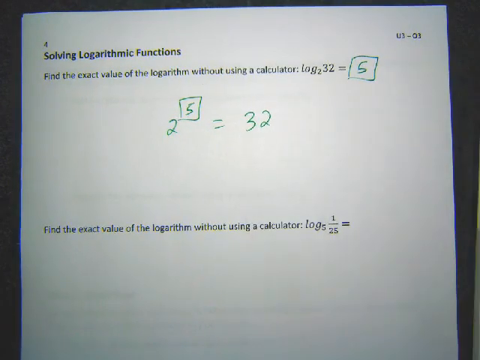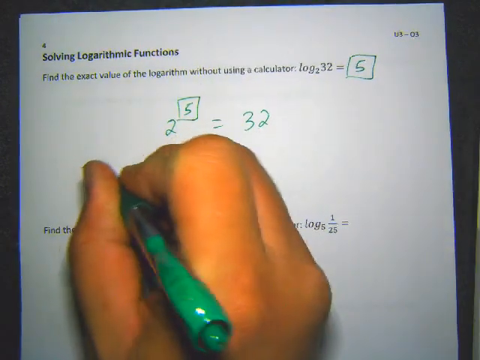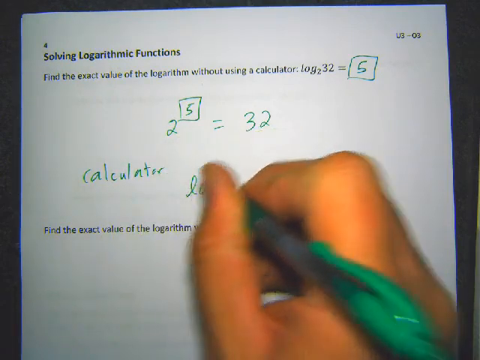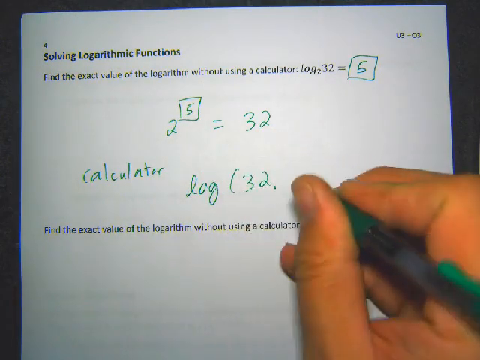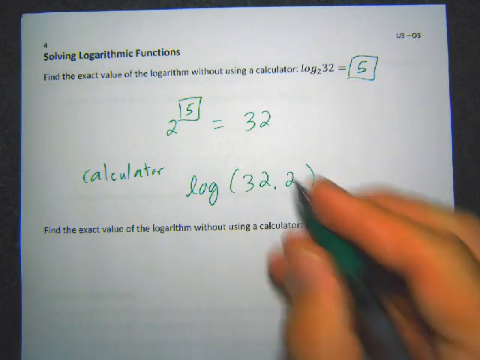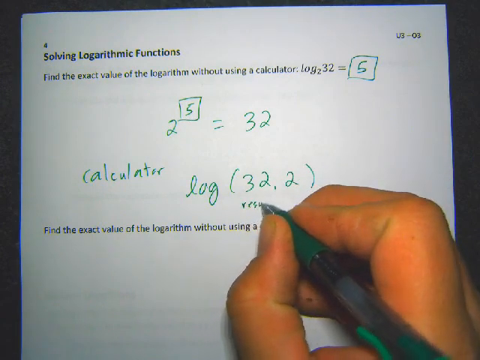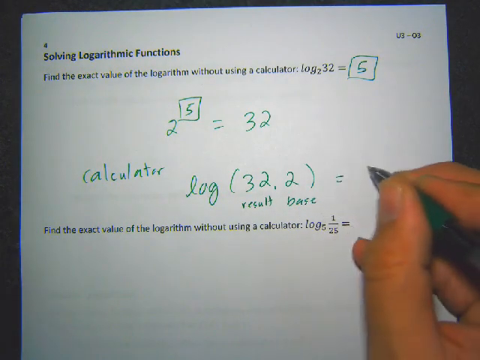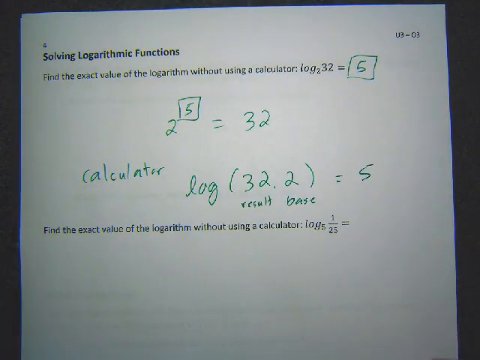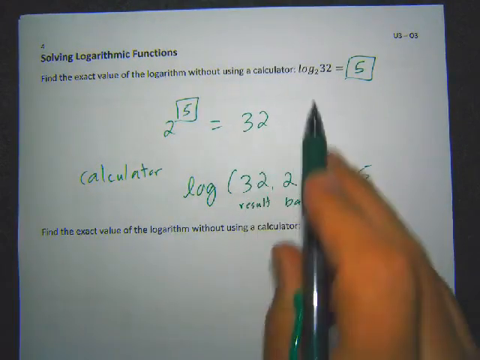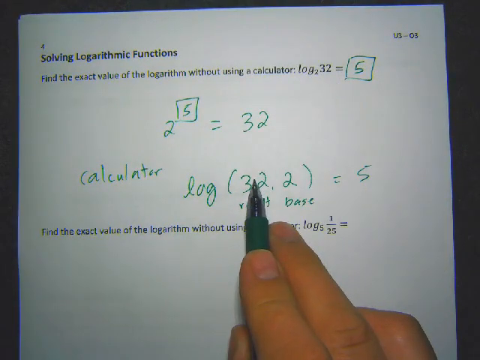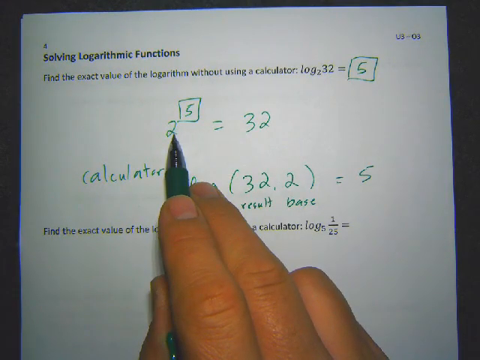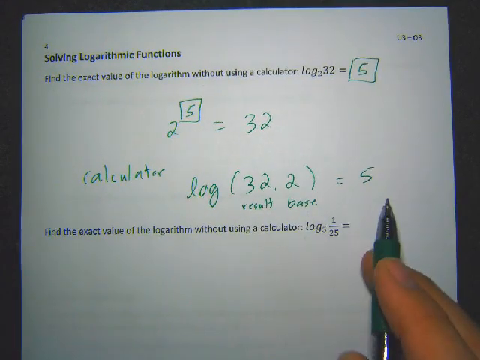So on the calculator, I'm going to type log 32 comma 2. So the result that we're trying to get to, then the base. It gives us 5 for the answer. So you have to give it the result you're trying to get to, log of 32, and then the base you want to start from. I want to start with 2, not with 5, not with 10, the default one, and then it'll give you the right answer of 5.